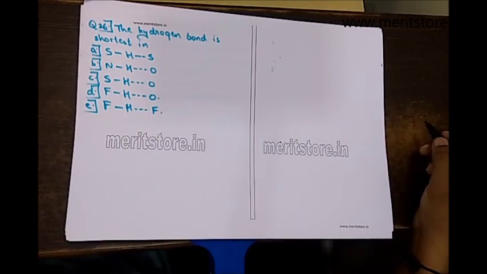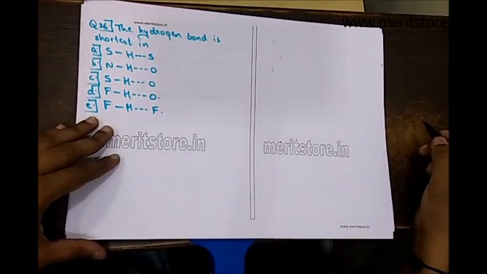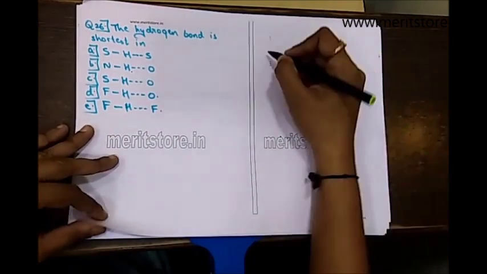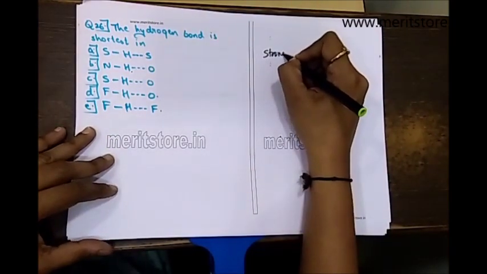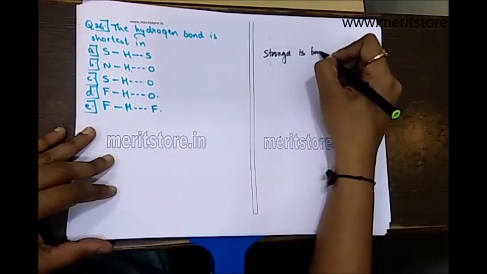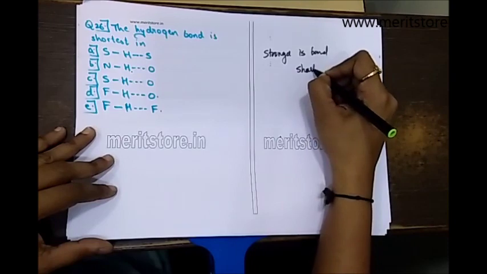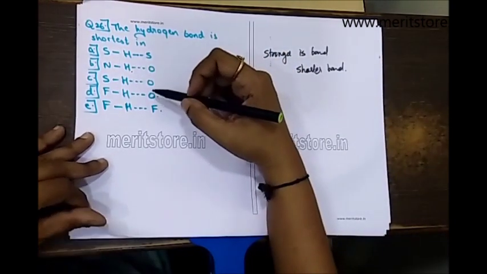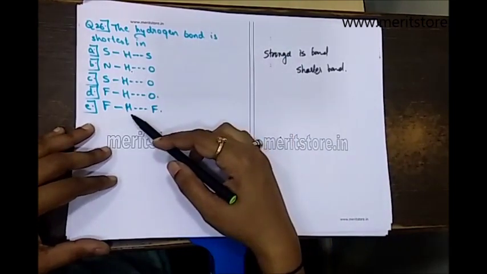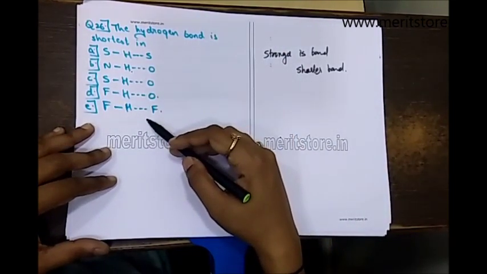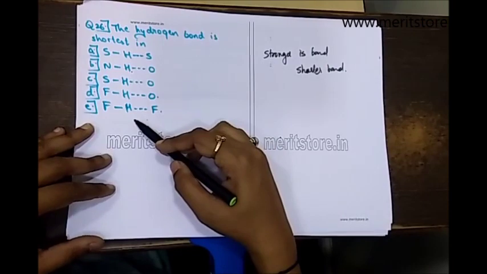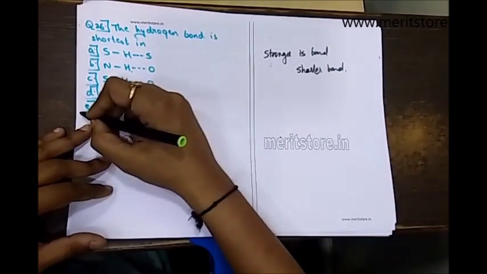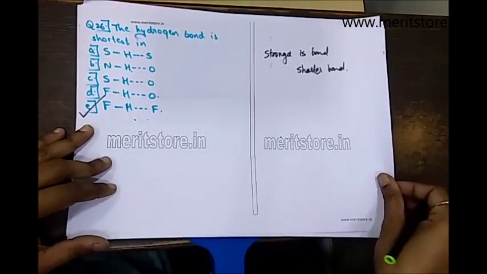Question number 26: the hydrogen bond is the shortest in which? We have the rule: the stronger the bond, the shorter the bond. Now out of these, there is a greater electronegativity difference between fluorine and hydrogen. Since this bond is stronger, it is a shorter bond. Therefore our option is E.